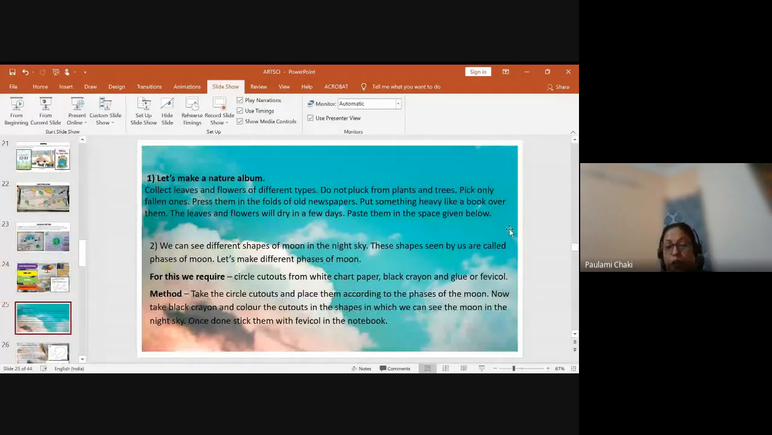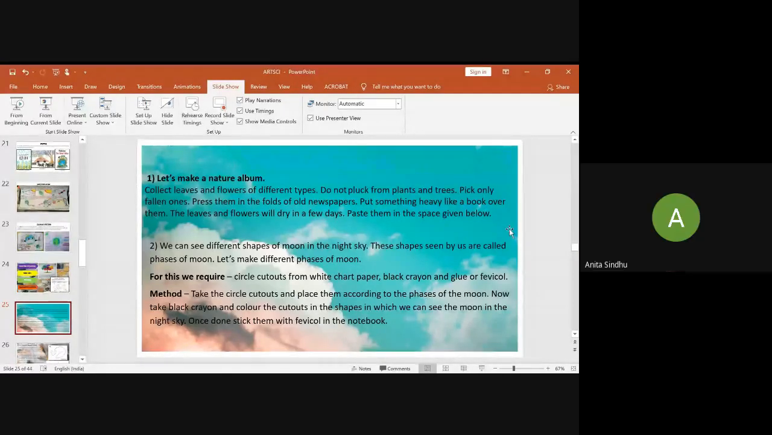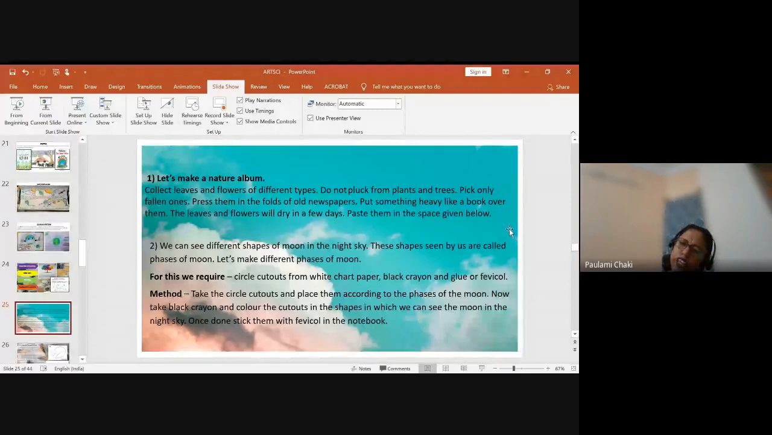Now a few things wherein I will tell you some examples which I have done in my classes, like let's make a nature album. As I have told you already, I did the leaf art activity this way. Then, in one of the classes, phases of the moon is very difficult to understand, and there I asked them to bring small cutouts. And we did it in the class. You can do it in online classes also.